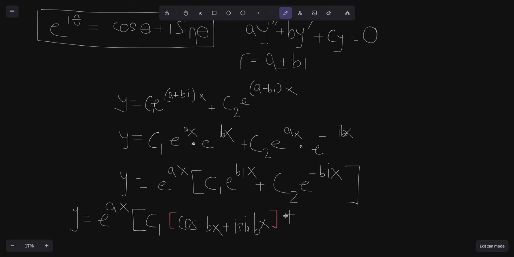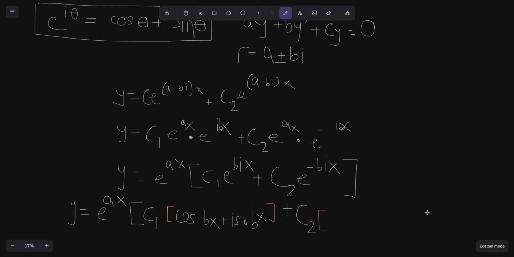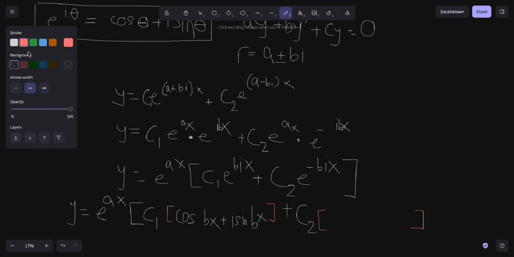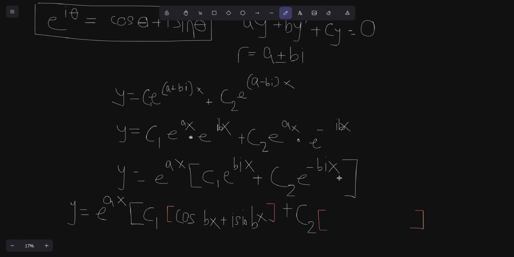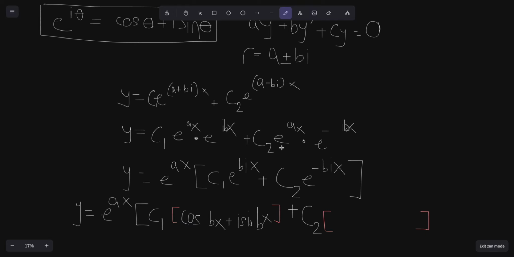And then likewise, for this C2 portion right over here, I'm also going to put another bracket. It's going to be the exact same thing, except instead of just regular old Bx as the angle, instead of theta, we have negative Bx. So I corresponds with I, and then theta is represented by negative Bx. That's how they're equal to each other.